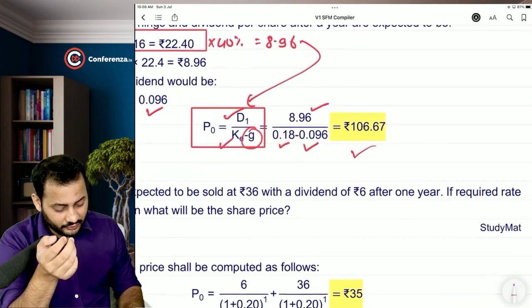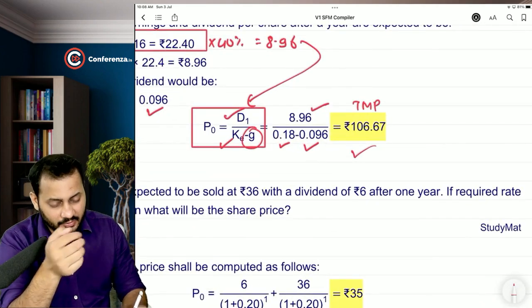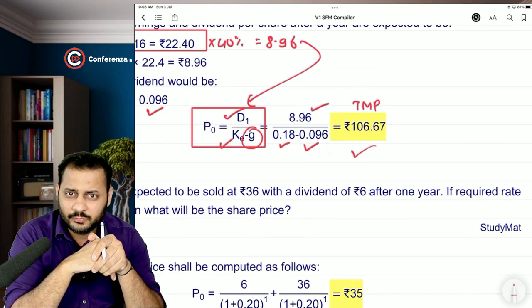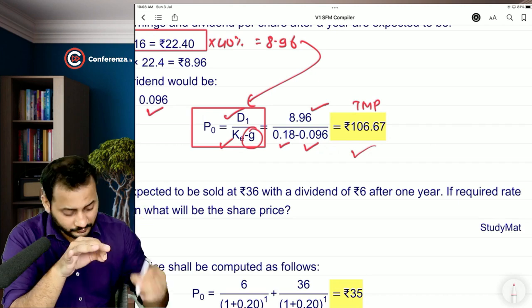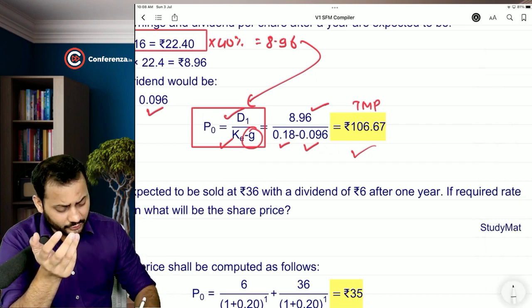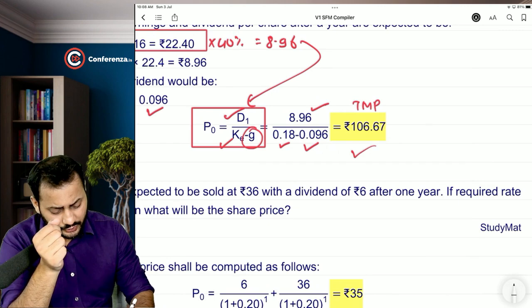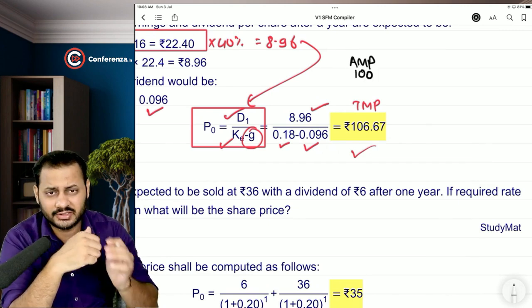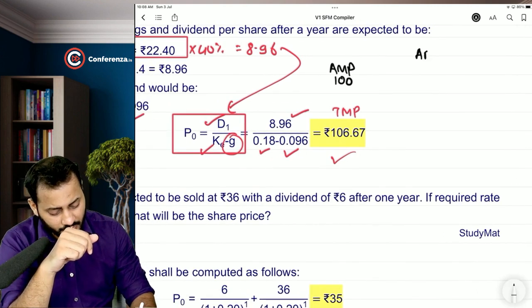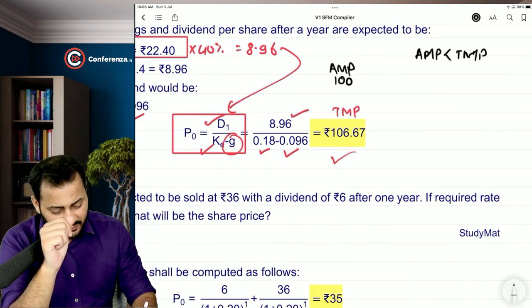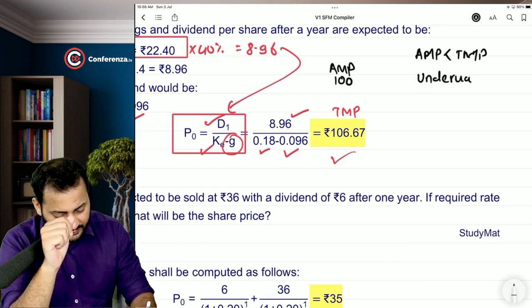The third thing that you are going to learn is this is theoretical market price. 106.67 is the theoretical market price and the story doesn't end here. For an investor, what he is going to do with this theoretical market price, he is going to compare this theoretical market price with the actual market price, and let's say the actual market price is 100 rupees. Now what he will do? Actual market price is less than theoretical market price according to him. He will say that the shares are available at a cheaper rate, so that's why they are undervalued.